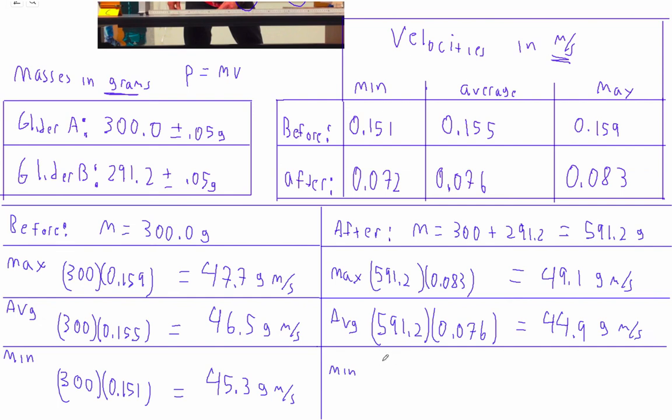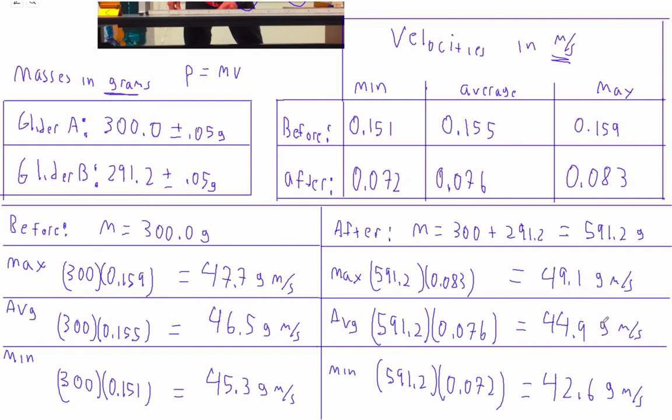Then the minimum it could be is 591.2 times the minimum here, which is 0.072. So 591.2 times 0.072, and I'm getting 42.6. Roughly, it's 42.5664, but I think one decimal point's good enough.